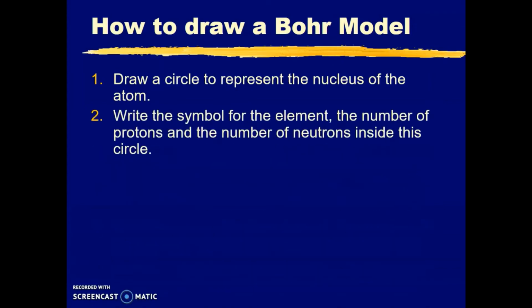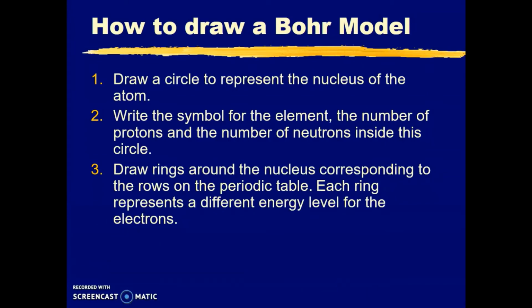Step 2, inside of that circle, write the symbol for the element. We can find that on our periodic table. And then we want to write the number of protons and the number of neutrons that are found in the nucleus of that atom. Remember, the number of protons can be found on the periodic table. That's your atomic number at the very top of the box. And then you can find your neutrons by doing the mass minus the protons.